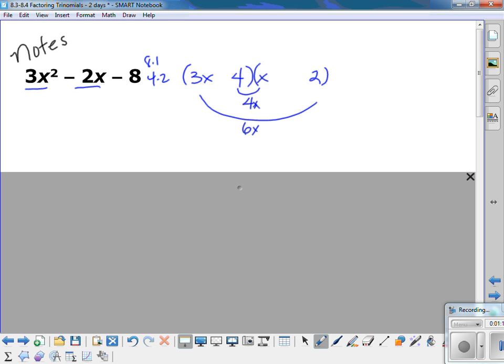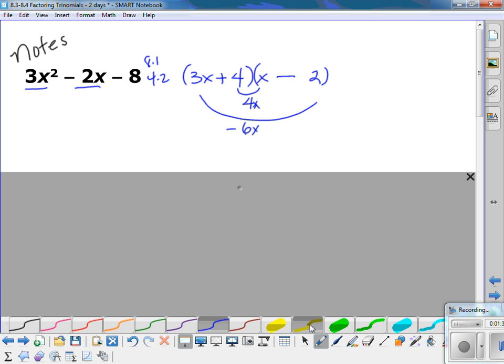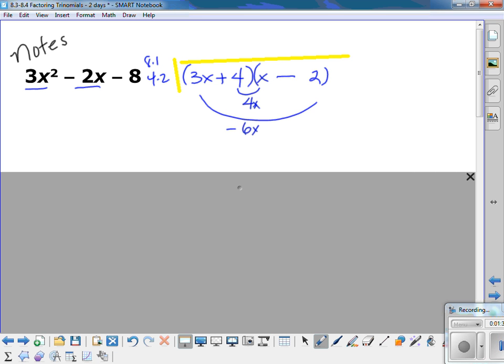Well, I noticed that it's got to equal a negative 2x. So what would I have to do with that 4x and 6x for it to equal negative 2x? The 6 would have to be negative, which makes sense. So that means the 2 is negative and the 4 is positive, because I had to have it multiply to negative 8 anyway, so I knew they had to have different signs, right? Okay, so that one would equal 3x plus 4 times x minus 2.